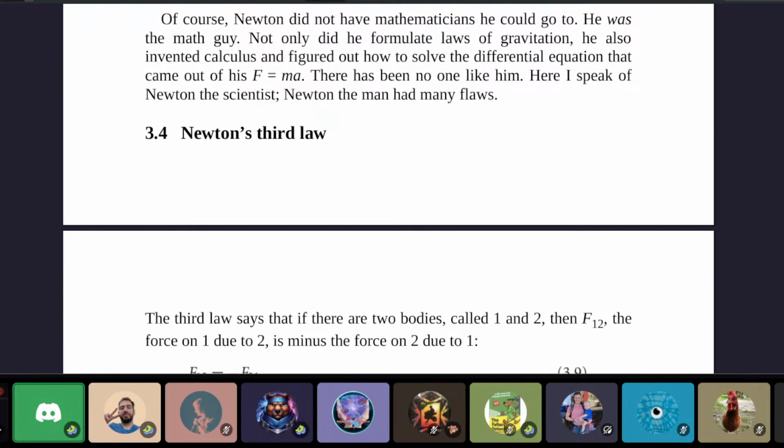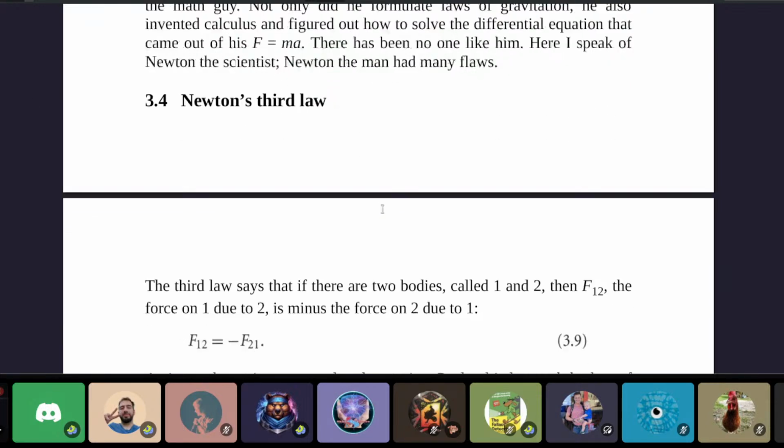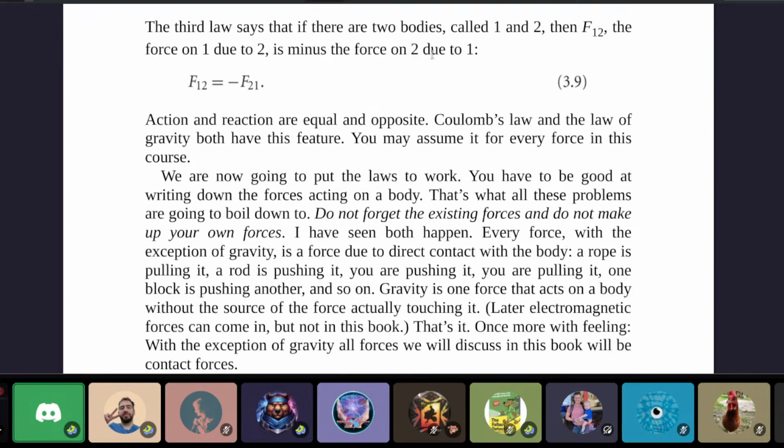All right. 3.4, Newton's third law. The third law says that if there are two bodies called 1 and 2, then F12, the force on 1 due to 2, is minus the force on 2 due to 1. Action and reaction are equal and opposite. Coulomb's law and the law of gravity both have this feature. You may assume it for every force in this course.